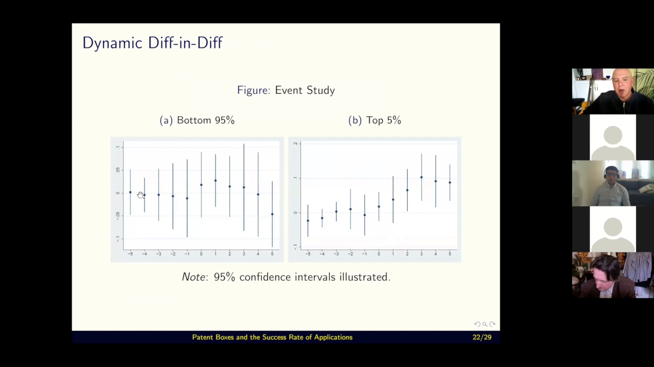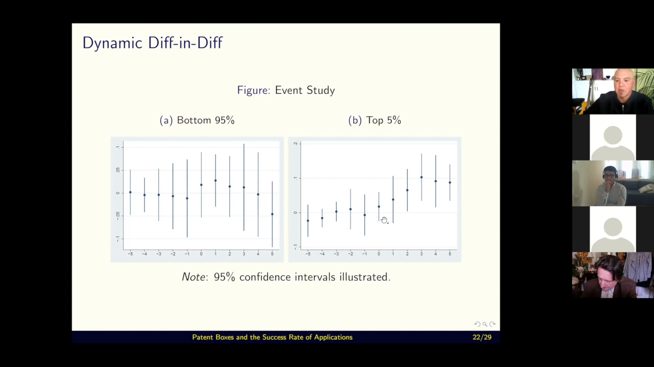No significant impact at all. For the top 5%, this is important. Beforehand, there's no difference between those that are going to introduce patent boxes and those that are not. What does that mean? There is no pre-trend. Patent boxes are not being introduced by countries that see their people getting better. There's no difference in the pre-trend.